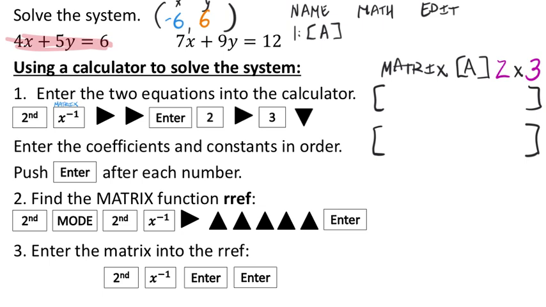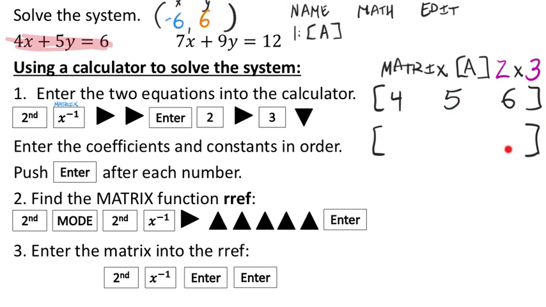So I would push 4, and you'll see 4 come up right here. Now I push enter, and it goes into the middle spot right here. Okay, so my next number would be 5. That's the coefficient. So I push 5, enter, and you'll see a 5 show up, but then the cursor goes to the next slot, and that's where I got to put this constant in, 6. So I push 6, enter, and then it gives me a 6 there, and then it goes to this slot. So that means this is the first equation right there.